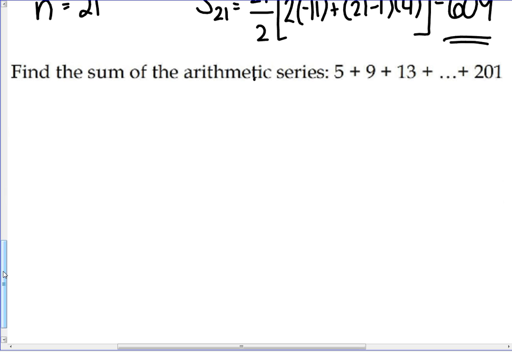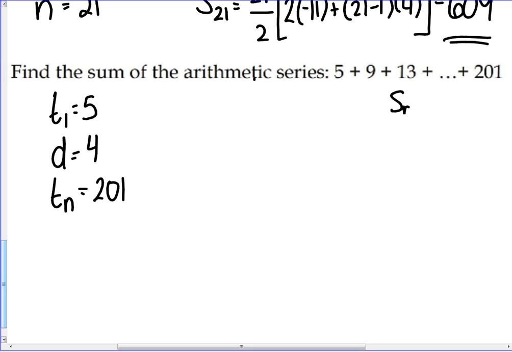Find the sum of the series. Term 1 is 5. Common difference, 4. Good. Okay, what else do we know? The last term, t of n. So can we go straight to using s of n equals n over 2 times t1 plus tn? No, why not? We don't know our number of terms. Darn. Now what?